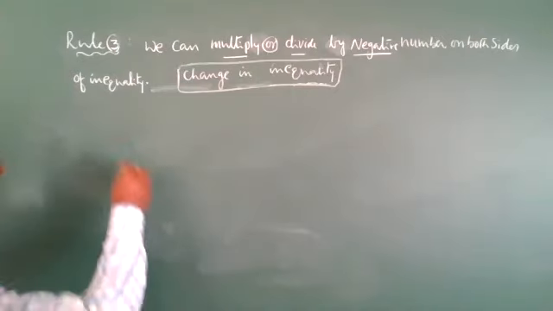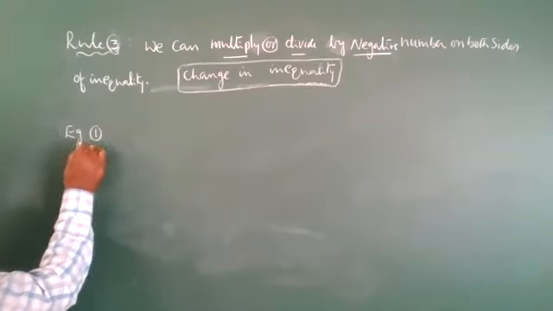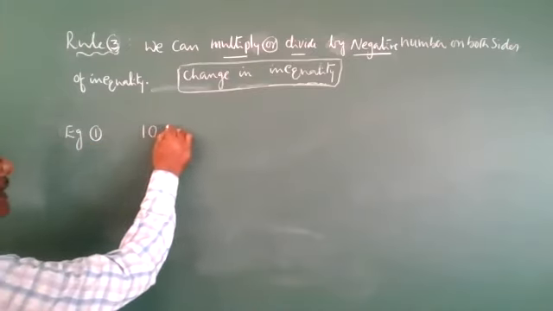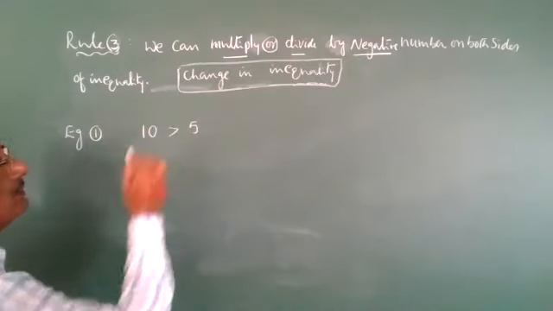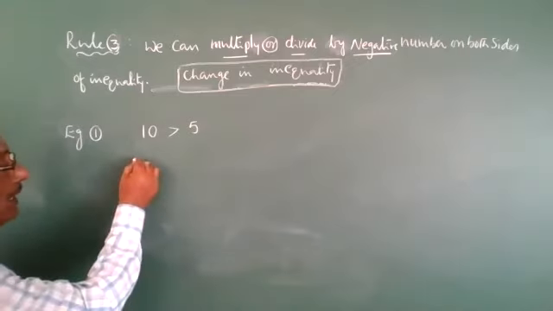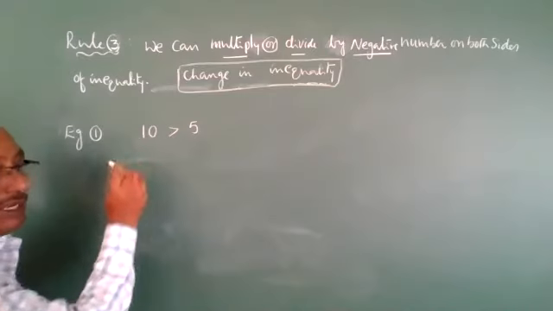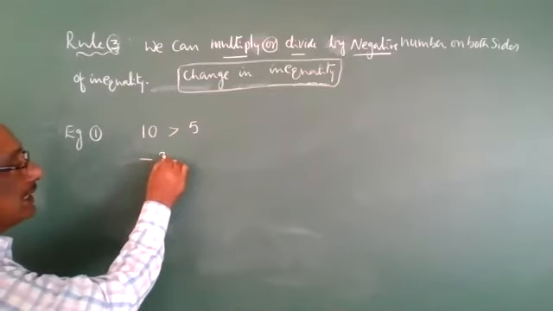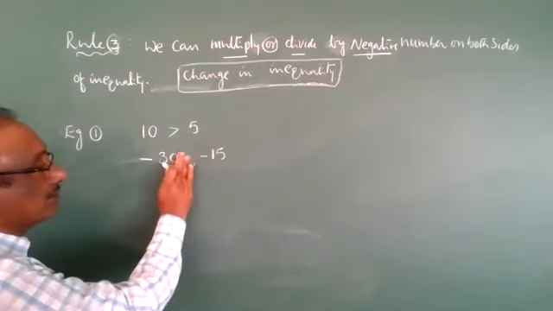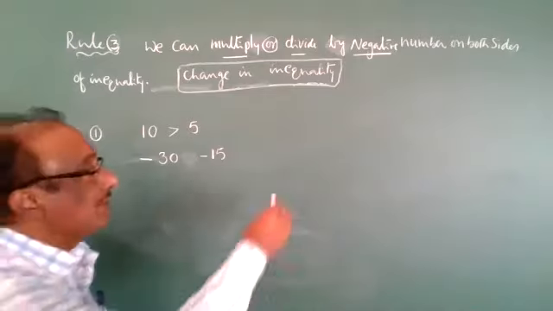See, take one example. Example number 1. 10 is greater than 5. I will multiply with a negative number, minus 3. Minus 30 is greater than minus 15 is wrong.